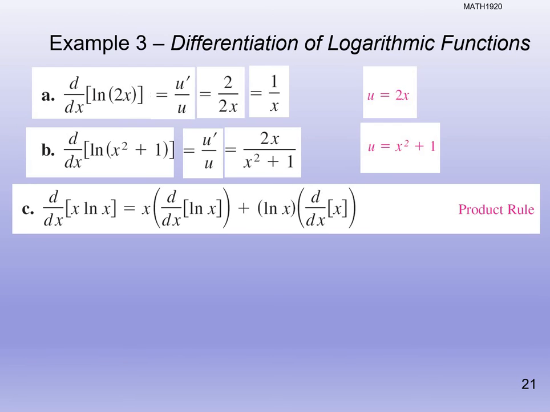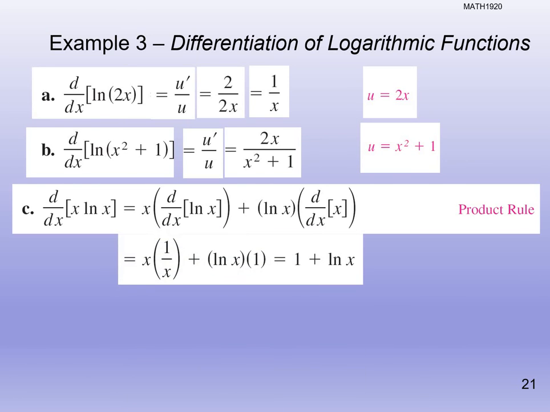All right, now we have the derivative with respect to x of x natural log of x. That's a product rule. So you have to remember the product rule. First times the derivative of the second plus second term times the derivative of the first. Okay, so we're going to get x times the derivative of natural log of x plus natural log of x times the derivative of x.